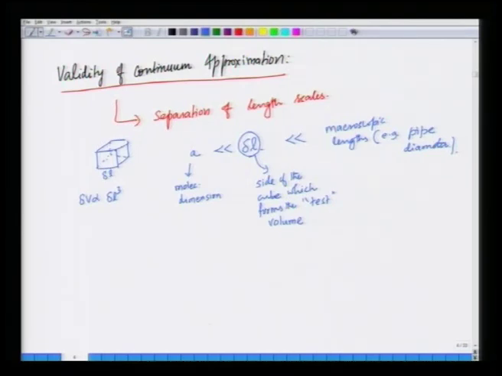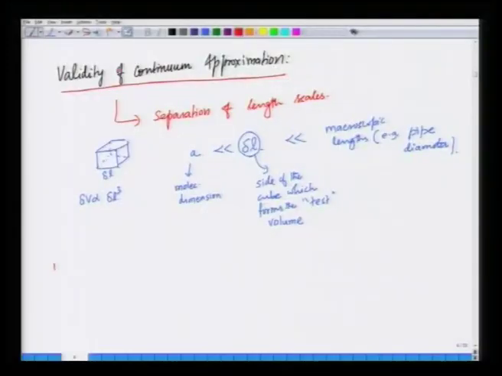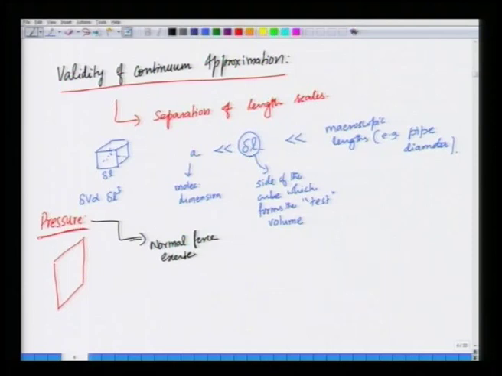Now, this is not true only for density. We did this very briefly in the last lecture, so let me remind you of that example. Even if you were to consider pressure, the pressure, if you consider a flat surface, is the normal force exerted by a fluid on a surface, per area of the surface, divided by the area of the surface.